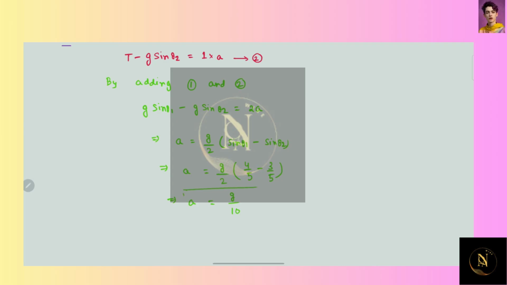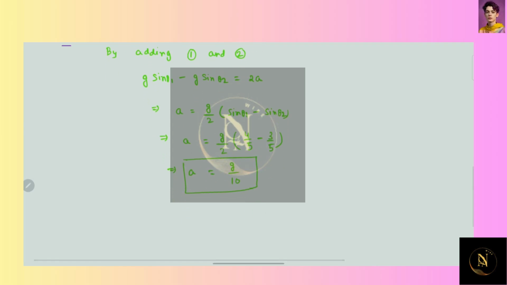Now if we take g as 10, the acceleration of the block is going to be 10 by 10, which is 1 meter per second square. We can take g as 9.8 also, in which case it will be 0.98 meter per second square. Here I have taken g as 10.